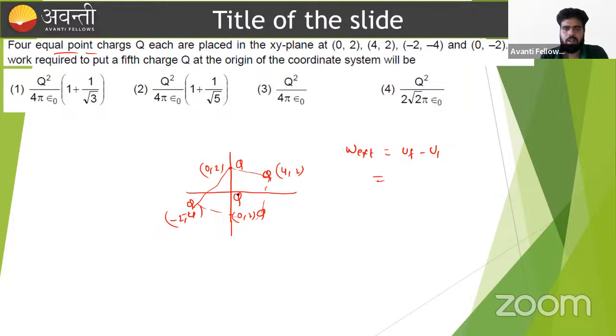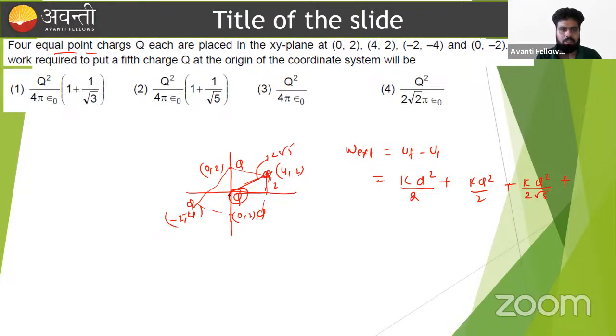So what is U final? That is the combination made by this charge with the other surrounding charges. What we can write here is KQ1Q2 upon R. If we say this distance is 2, KQ square by 2. We know that this distance is 4 and this distance is 2. Then what is this distance? We can say root 20, which can be written as 2 root 5. So this will equal KQ square upon 2 root 5.